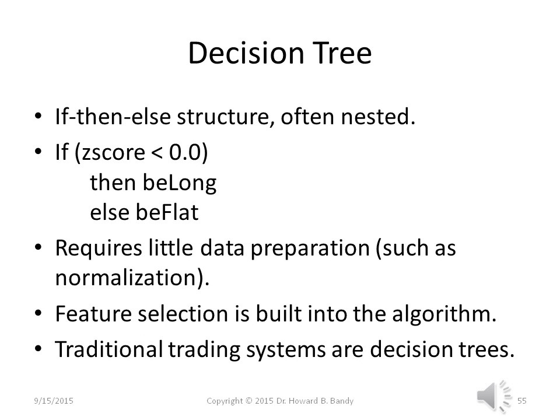Decision tree is what's used by the trading system development platform. It's an if-then-else structure, and it is often nested. For example, if z-score is less than 0, then be long, otherwise be flat. Decision trees require very little data preparation, and by data preparation, I mean normalization or standardization. And the feature selection is built into the algorithm. Traditional trading systems are decision trees.